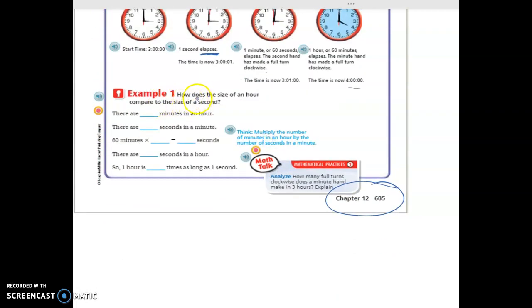So example 1: how does the size of an hour compare to the size of a second? Well, there are 60 minutes in 1 hour. There are 60 seconds in 1 minute. So we already know that we have 60 sets of 1 minute in an hour. Okay, so that means right now that we're going to be multiplying 60 times 60.